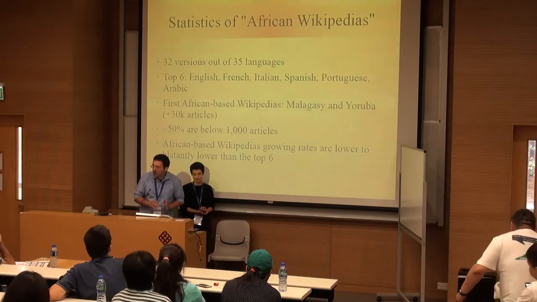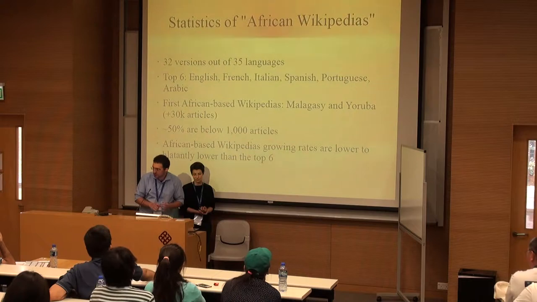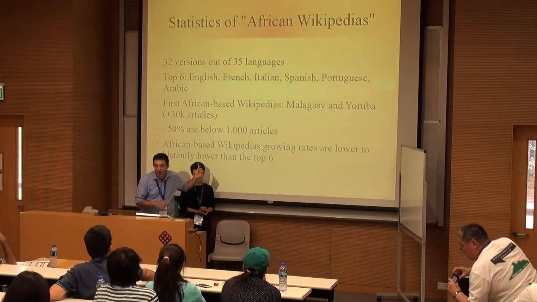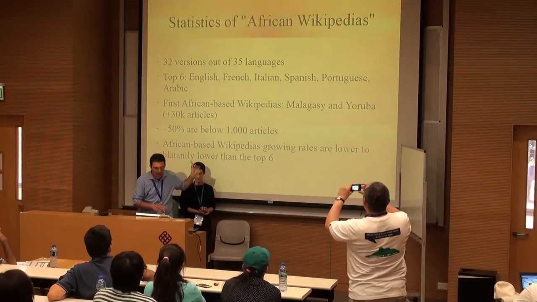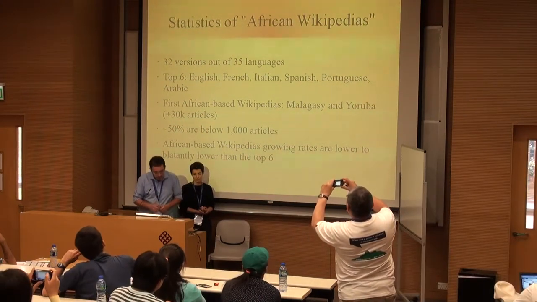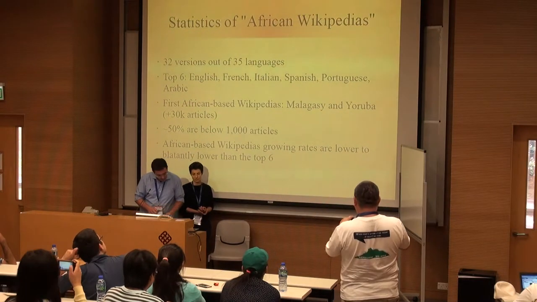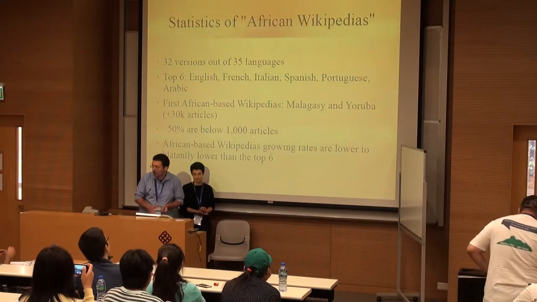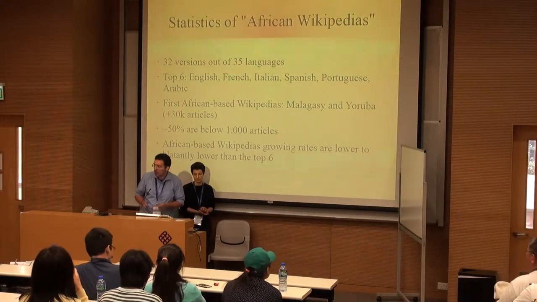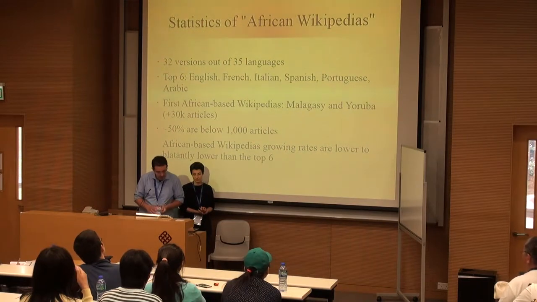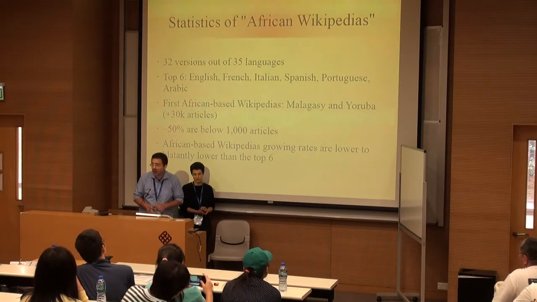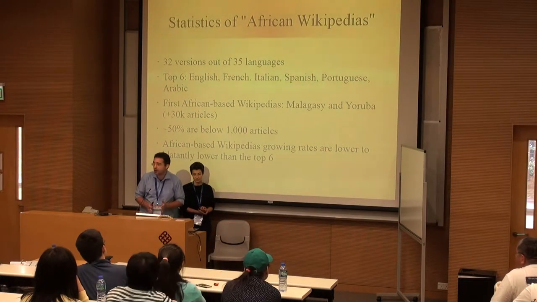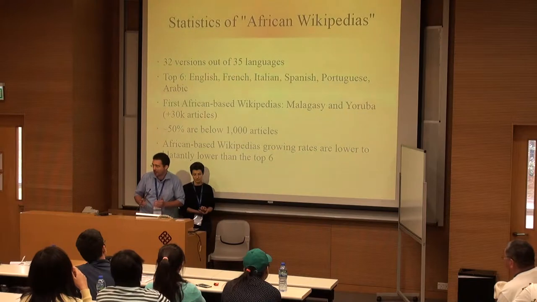So we have 32 African-based languages, but I also included English, French, Italian, which is actually spoken in Libya, in Somalia, and some other countries, Spanish, Portuguese, and Arabic. The first African-based Wikipedias are the Malagasy, which is spoken in Madagascar, and the Yoruba, which is spoken in Central Africa, and both have 30,000 articles and more. And the Arabic one has 200,000 articles, and that's the first step.